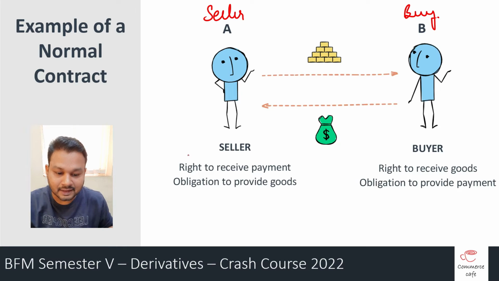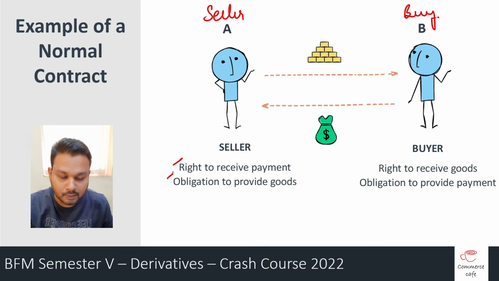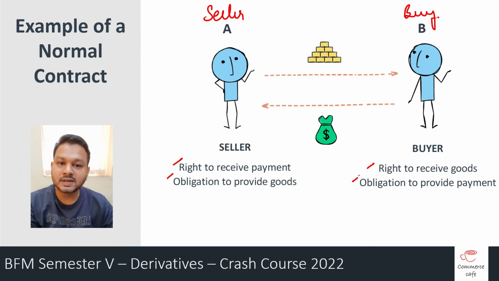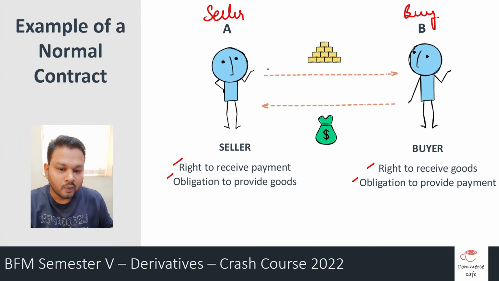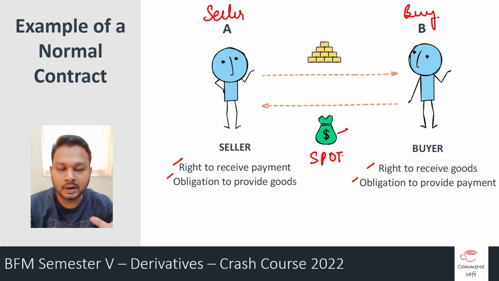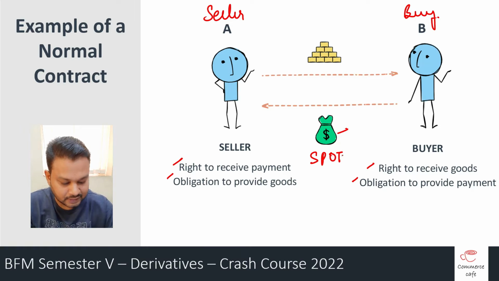So the seller has a right to receive the payment and an obligation to provide the goods or commodities being sold, and the buyer has a right to receive the goods and an obligation or compulsion to make the payment, and all of this happens immediately. When you go and buy something from a market like this under a normal sales contract, the price at which this transaction happened, this amount, this is called the spot price. This is a normal contract for sale of anything.